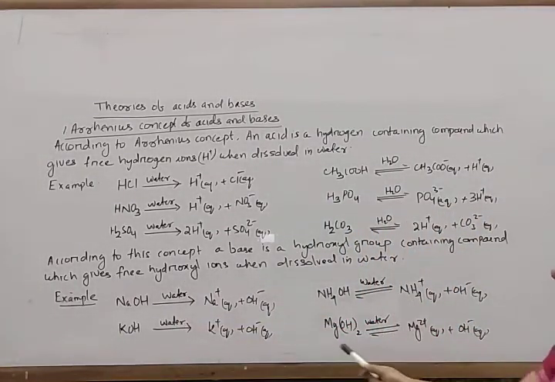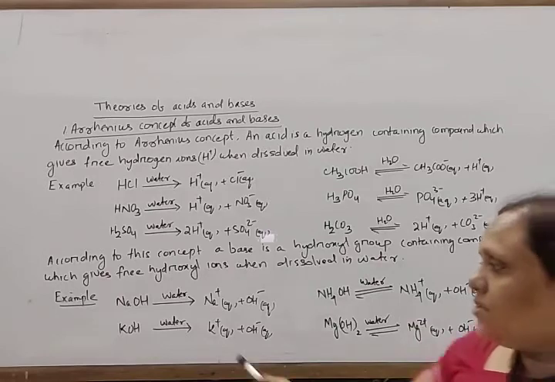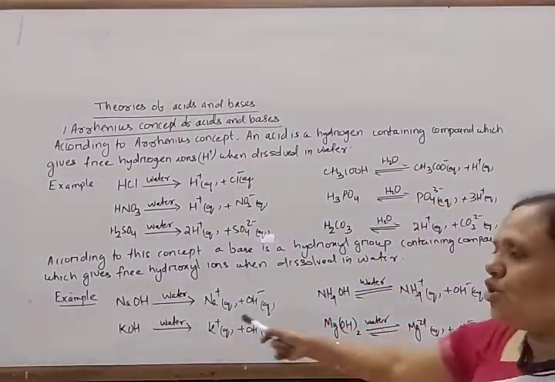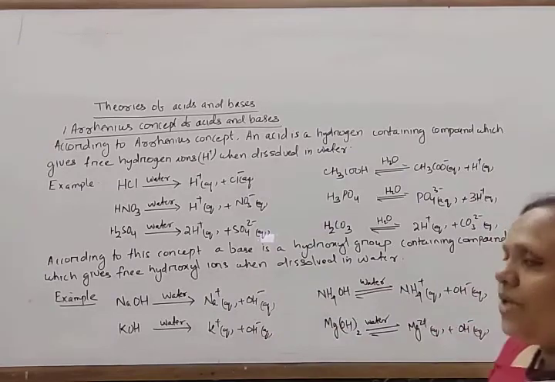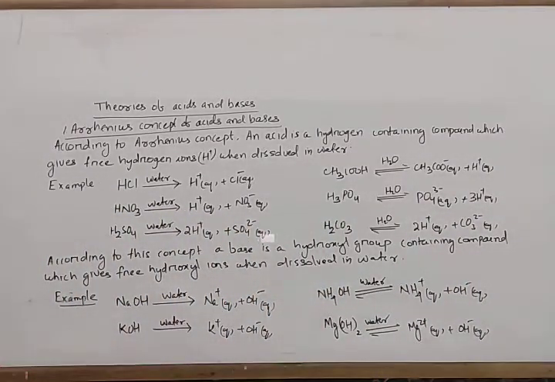And ammonium hydroxide, magnesium hydroxide, calcium hydroxide are some examples of weak bases. So these are strong bases, and these are weak bases. So note down these points.